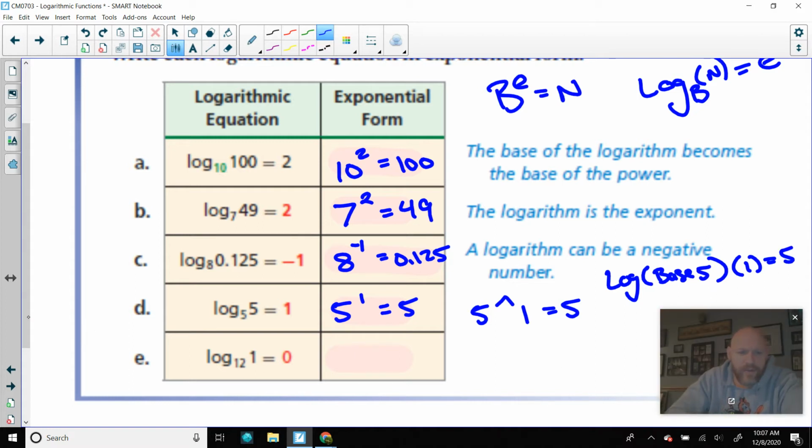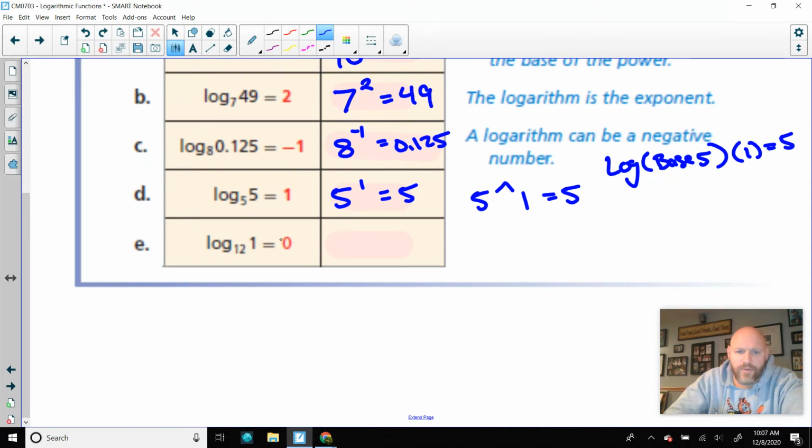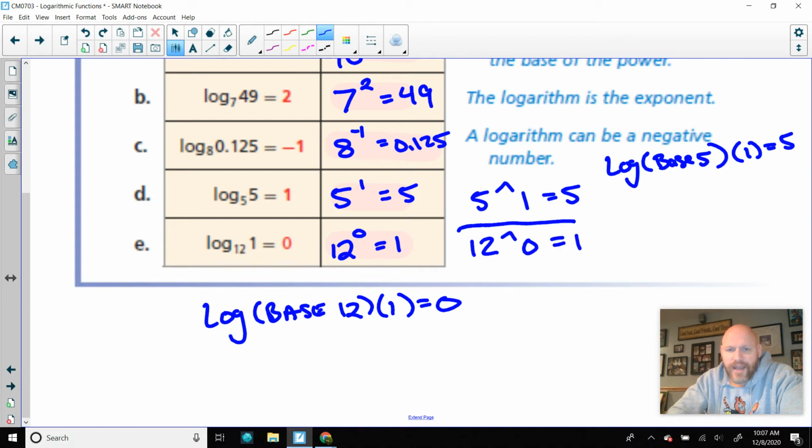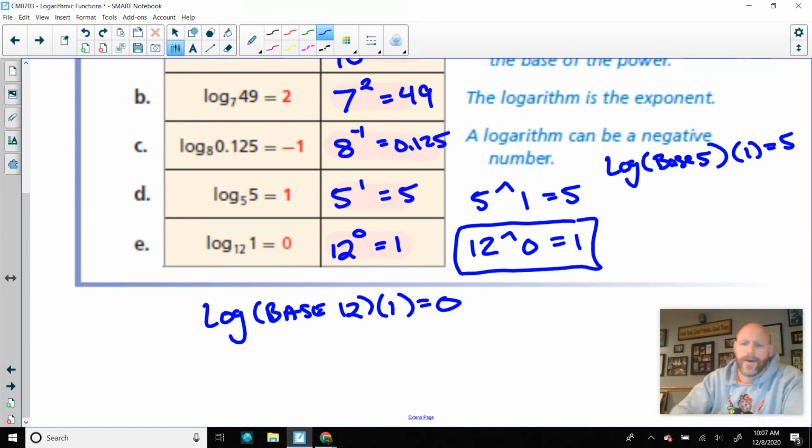For the next one, if my answer was log base 12, like on the last video, you would say log base 12. The number is 1, and it's equal to 0. And then if you're writing it as an exponent, the base is 12, the exponent is 0, and it's equal to the number 1. So on your Google quiz, we would say 12 to the power of 0 equals the number 1. And that's how you would type it in to your quiz.